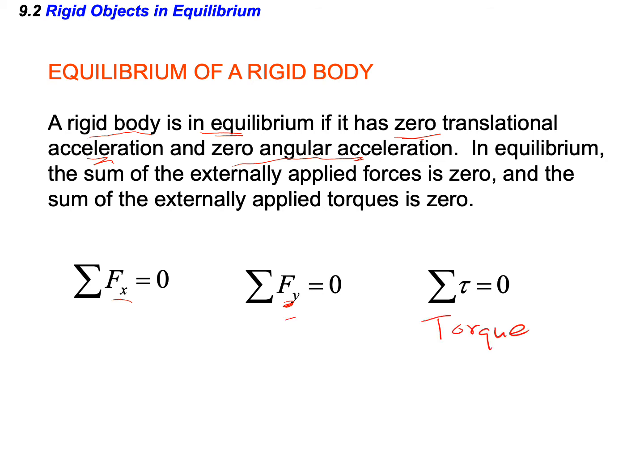So we already used these two, but this is a new concept. If an object is in rotational motion and its angular acceleration is zero, which means its net torque is zero. Torque is a similar term to force in linear motion. When we talk about linear motion, we talk about force. When we talk about rotational motion, we talk about torque.